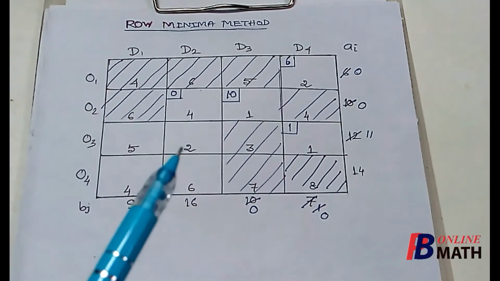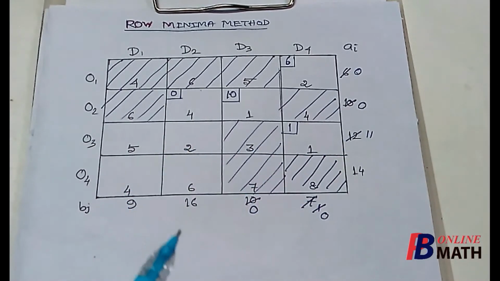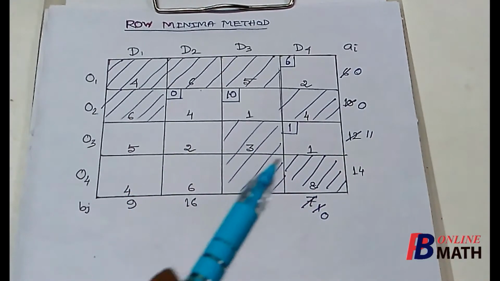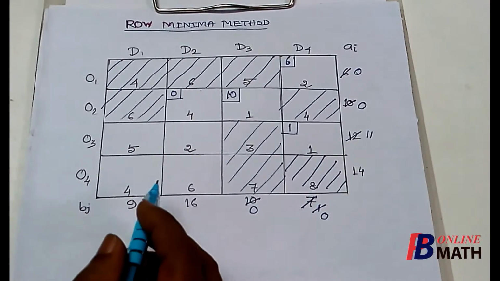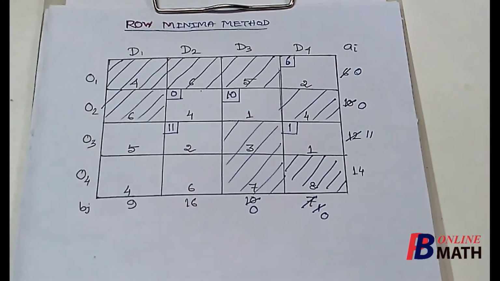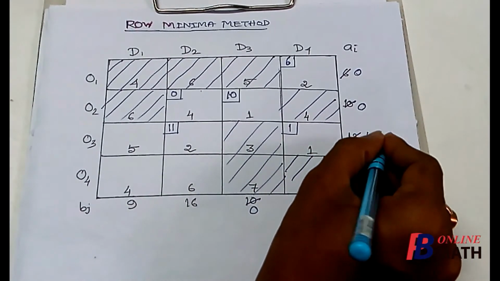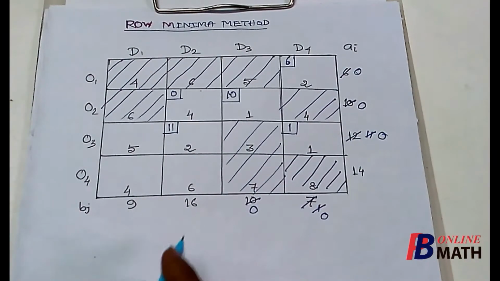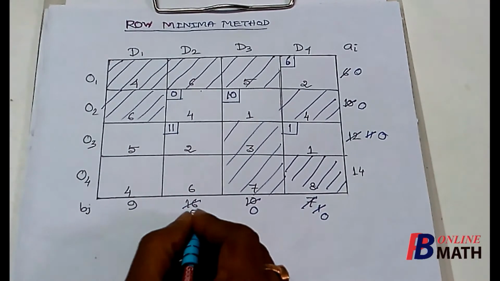So to find the value of this basic variable, we have to check the corresponding capacity and demand. So if we check the corresponding capacity and demand, then we find that the minimum of these two is 11. So the maximum value that can be allocated in this cell is 11. So if we allocate 11 here, then we find that the revised capacity of this origin O3 is 0, and the revised demand of this destination D2 is 16 minus 11, which is 5.